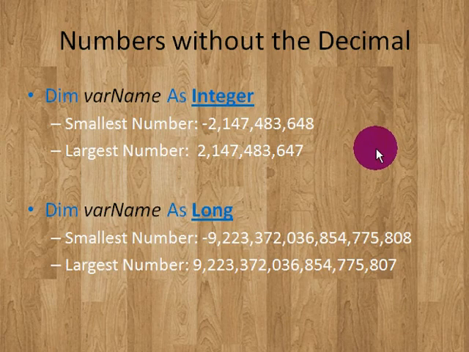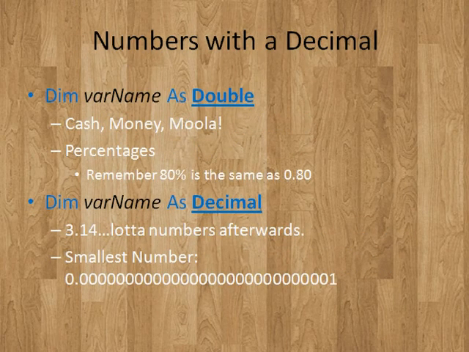Okay, so what about numbers with decimals? What do we do then? Well, when you're dealing with numbers that have a decimal, I'm talking about percentages. I'm talking about using pi to calculate circumferences. I'm talking about money.